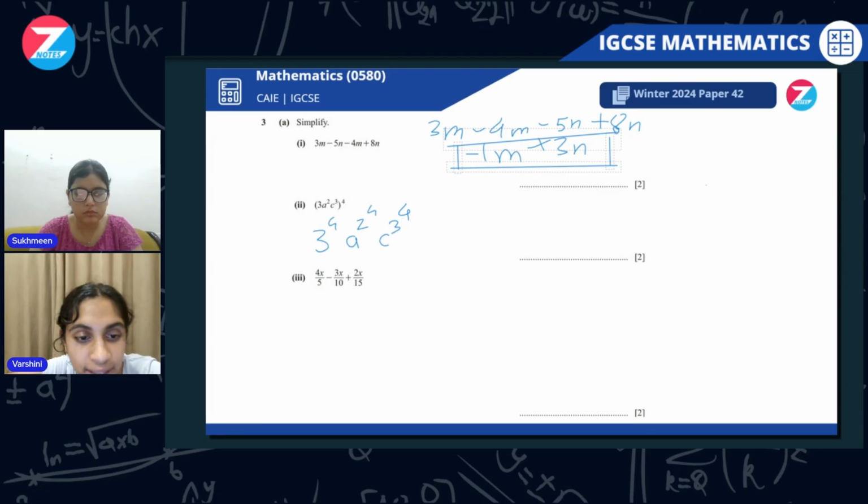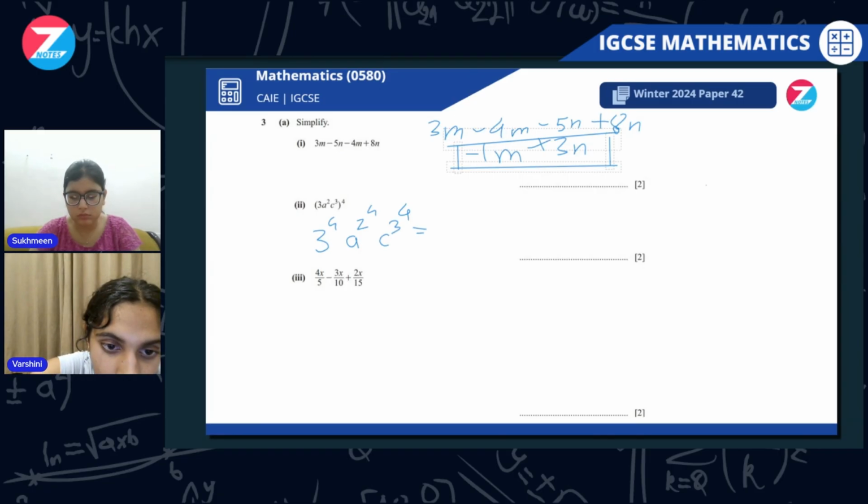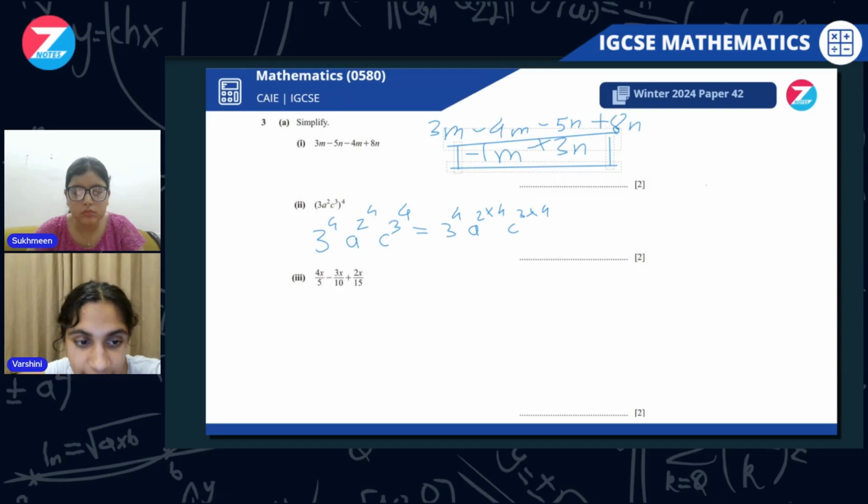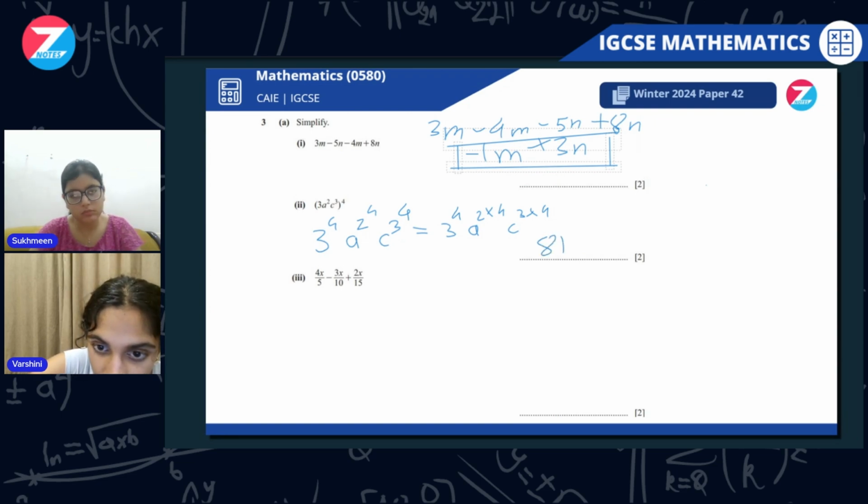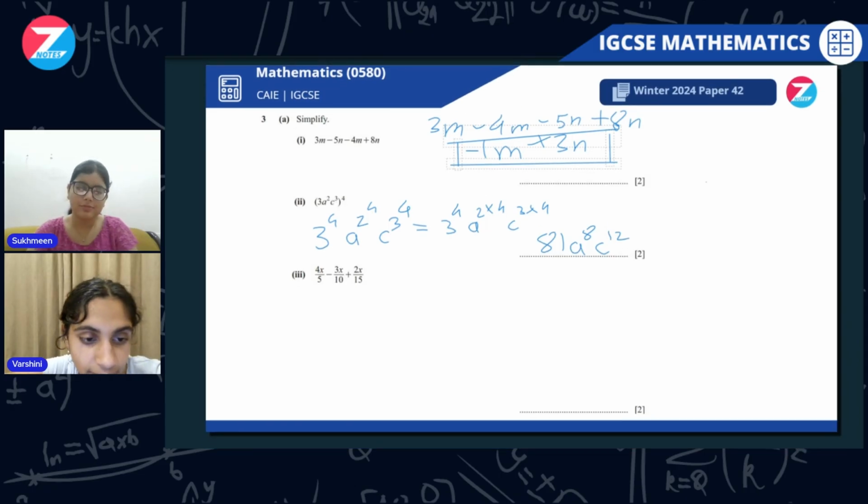So we know whenever there are two powers, we can just multiply these. So it's going to become 3 to the power 4, a to the power 2 into 4, and c to the power 3 into 4. So now, to simplify these, just put 3 to the power 4 in your calculator, and you'll get 81. So it's going to be 81 a to the power 2 times 4, which is 8, and c to the power 3 times 4, which is 12. Okay, to the next question.